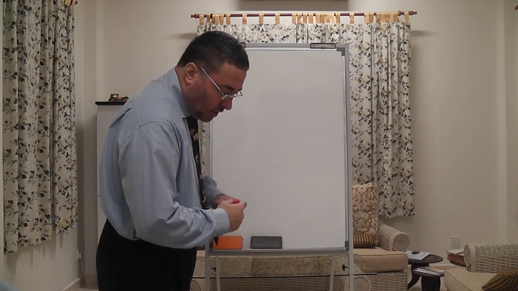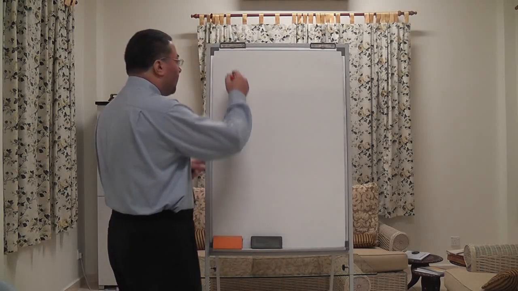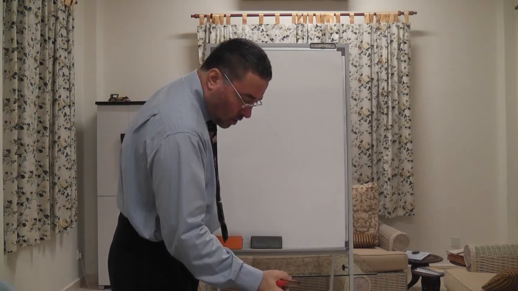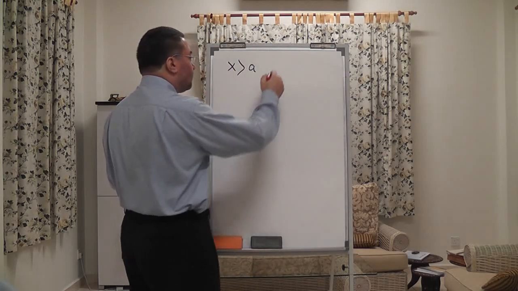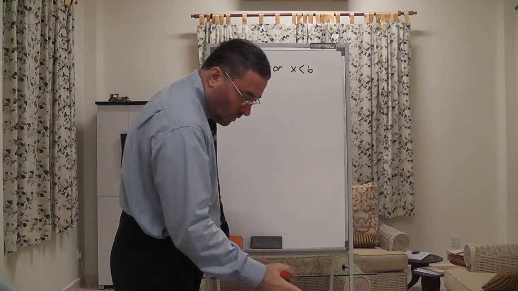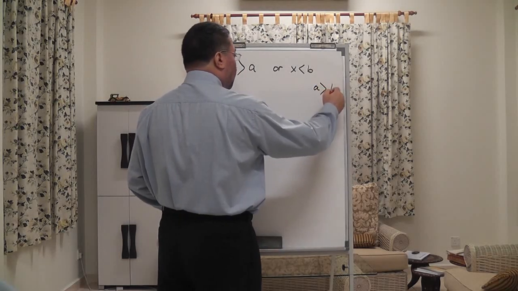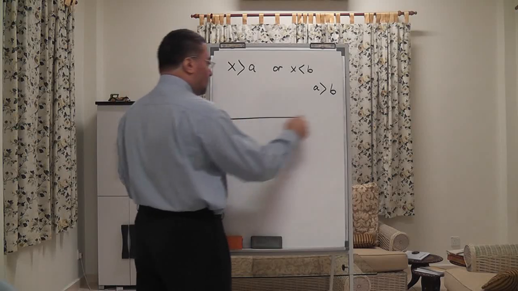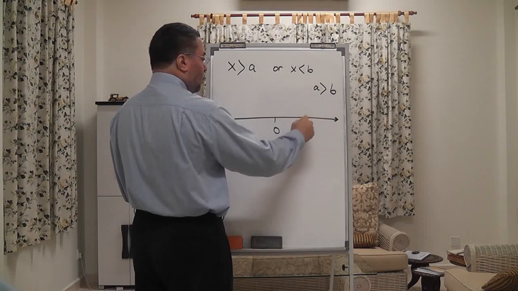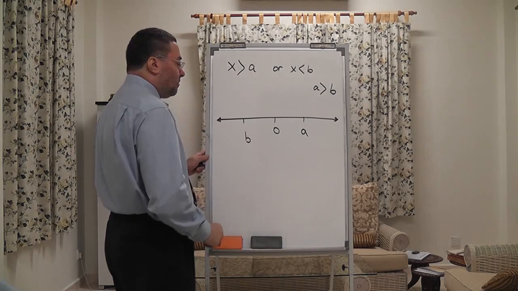Next is number 48. Graph the solution set of x more than a or x less than b, where a is more than b. So here a is more than b. We put this on the number line. If this is 0, a is more than b, so we can have a positive and b negative.